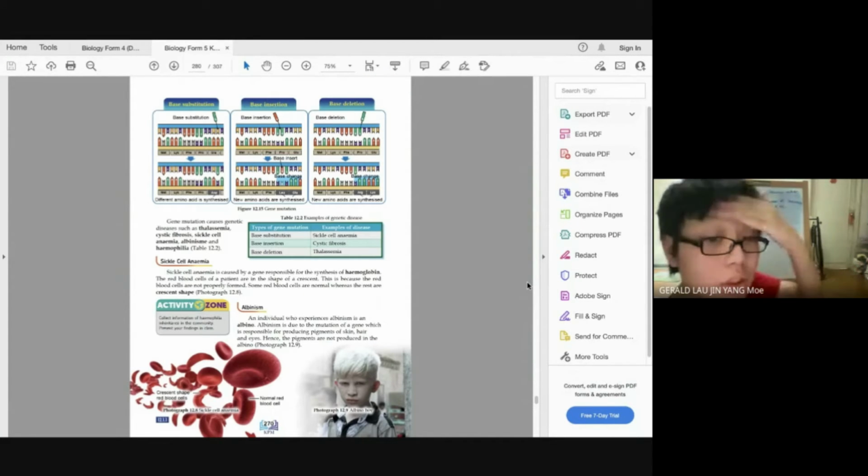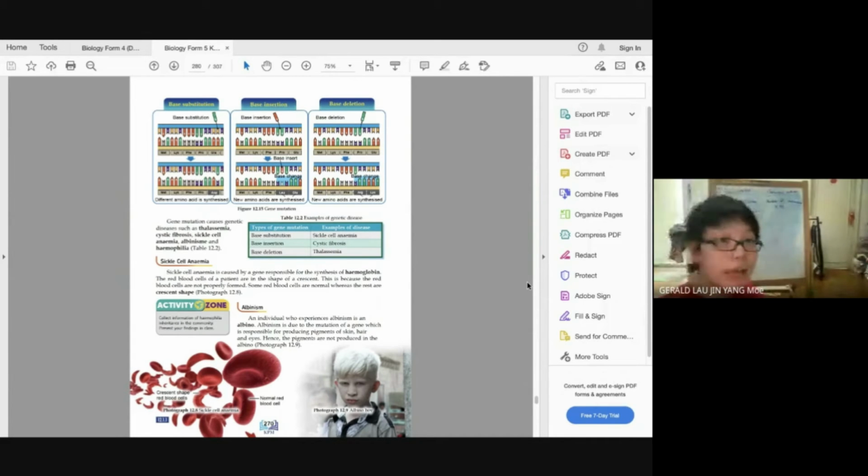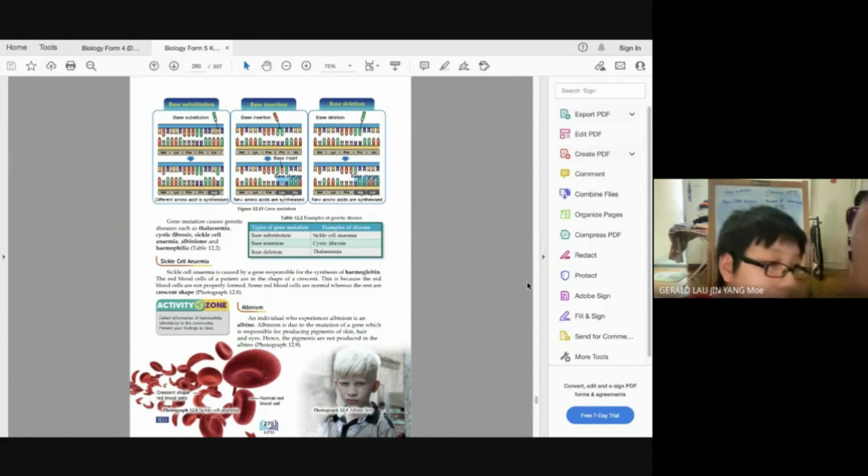Okay, there are three types. Base substitution. Now you look at the first example. Base substitution, the T, it's not added, sorry. Substitute means you exchange. So the T is exchanged with G, so it produces G. Then base insertion, insertion means it will add one. Deletion means delete one.